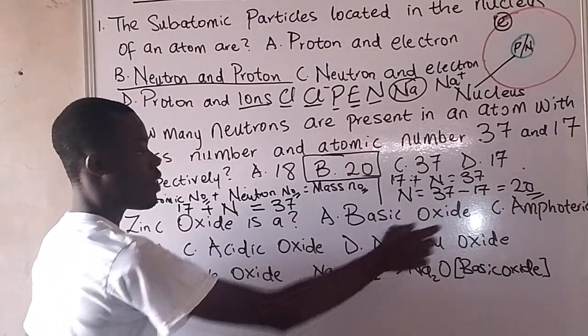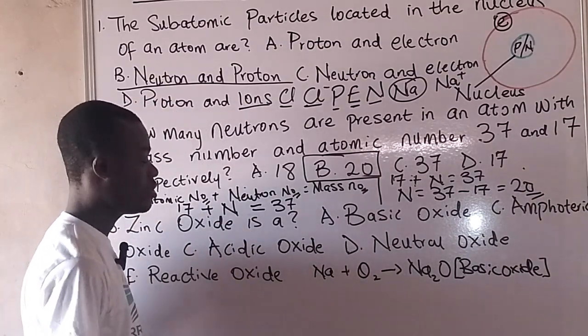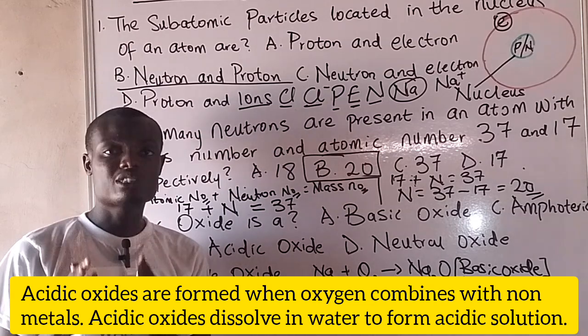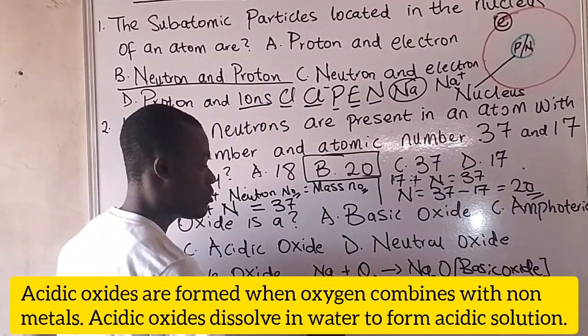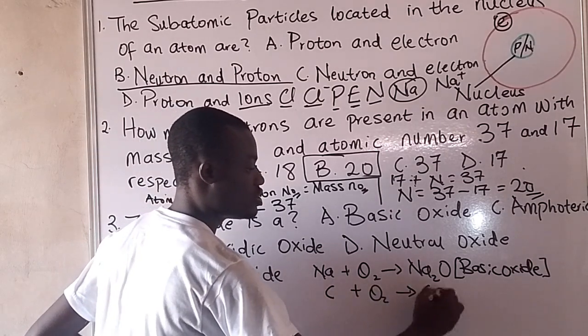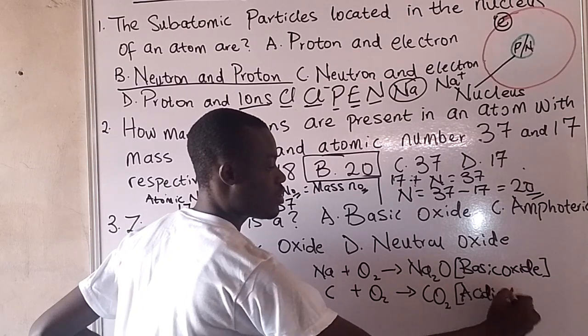Next we have what we call amphoteric. But before we answer amphoteric, we are going to answer acidic oxide. Now, what are acidic oxides? Acidic oxides are oxides of non-metals. So, for example, we have carbon plus oxygen. This will give us CO2. So this one is called an acidic oxide.